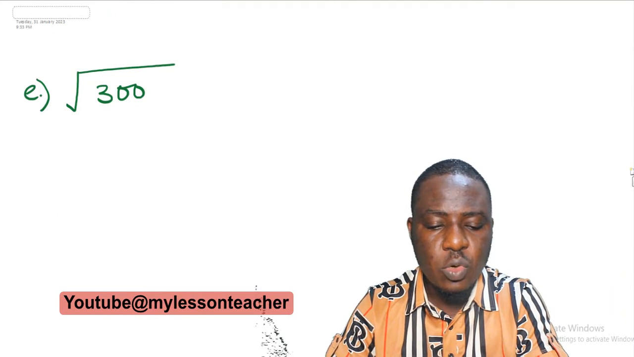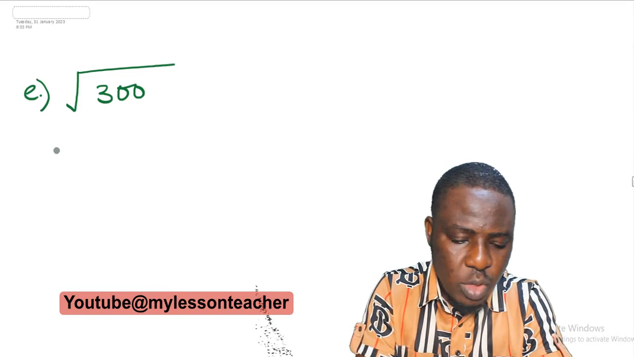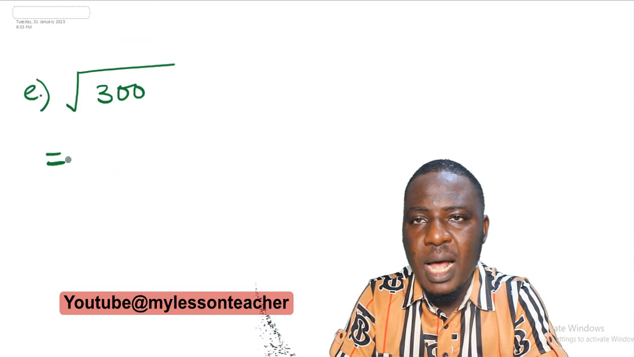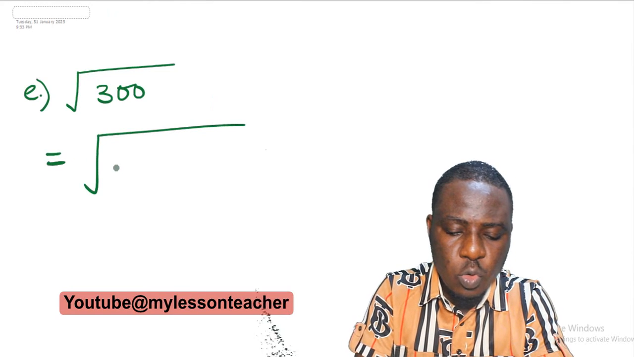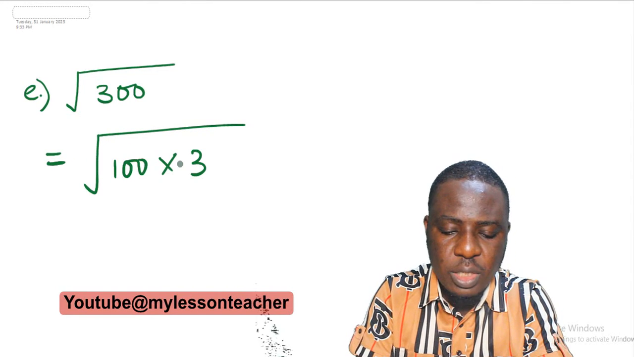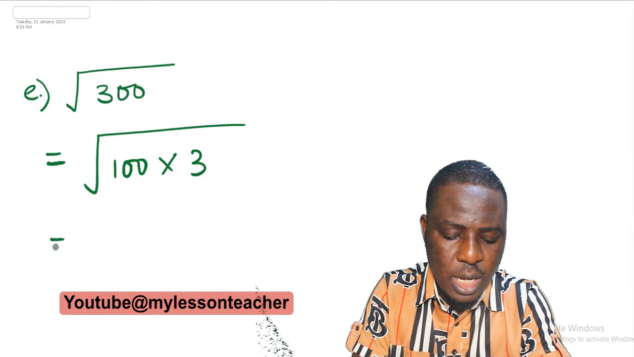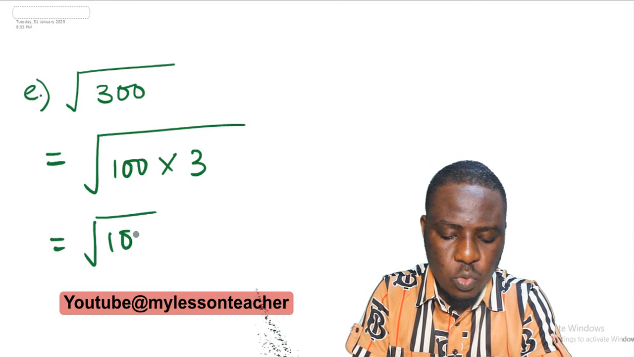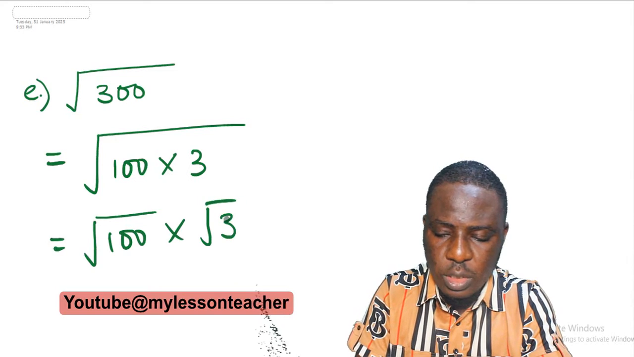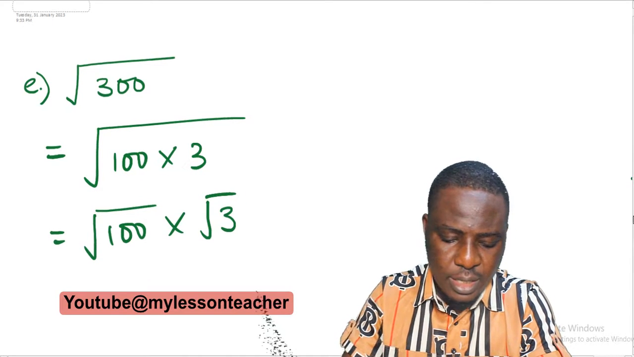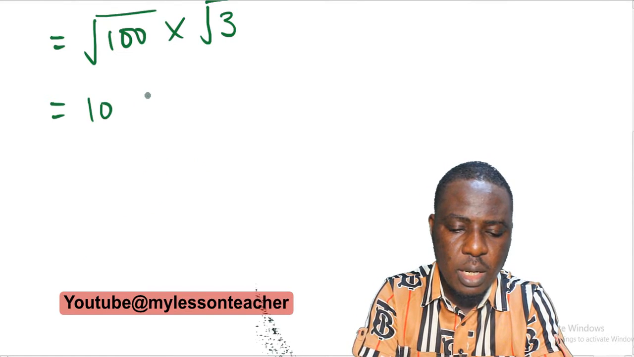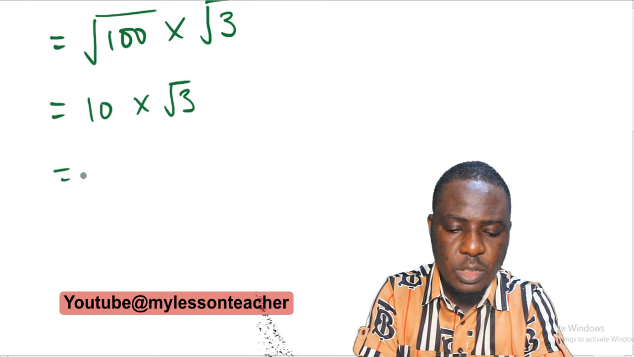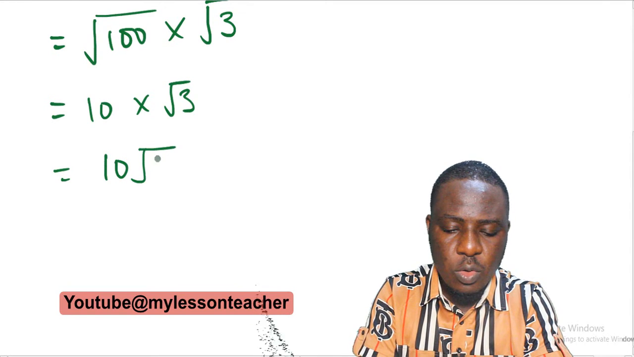E says root 300. You can express 300 as a product of two factors where one is a perfect square, and that gives us root 100 times 3. For 100 times 3 is 300, and this can be simplified further to be root 100 times root 3. And if you simplify, the square root of 100 gives you 10 times root 3. This automatically becomes 10 root 3.